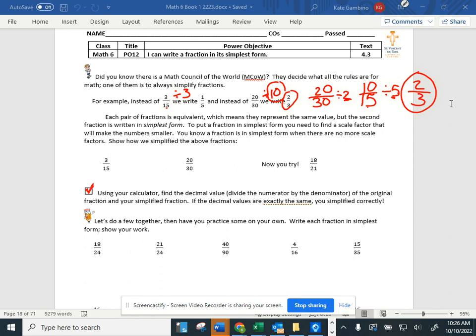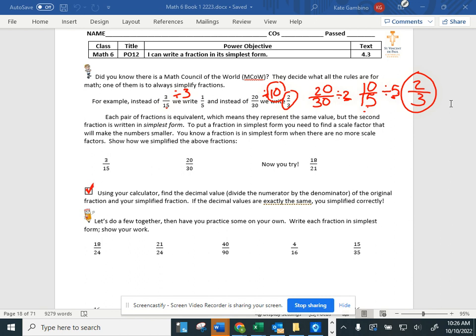Sometimes you have to simplify a couple of times, and that's okay. Always check. Because I always have people say, I simplified. I got 10/15 done, but you didn't go as small as you can. So it's your job to always see, is there another factor that they both share? So you know a fraction is in its simplest form when there are no more scale factors, that there's no more common factors you can divide out.